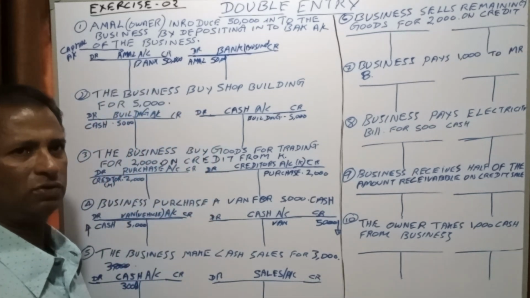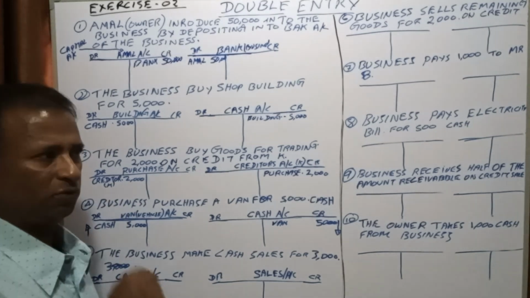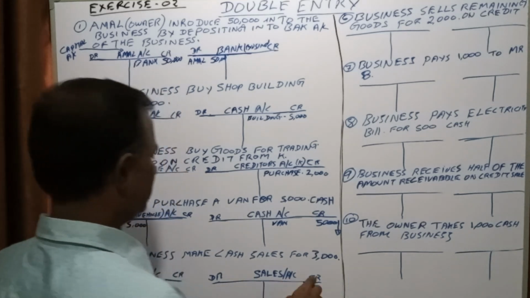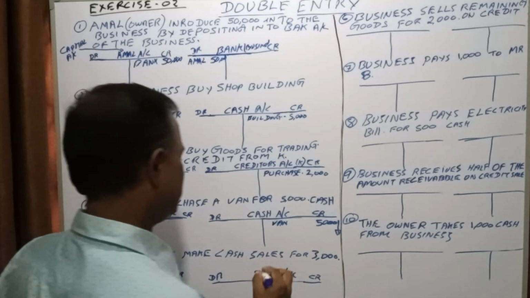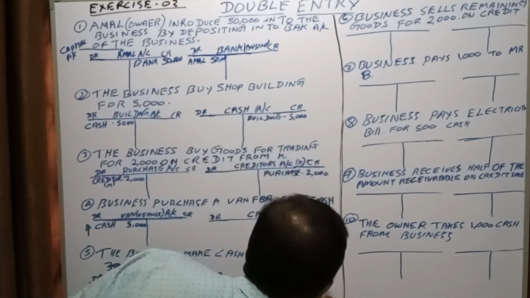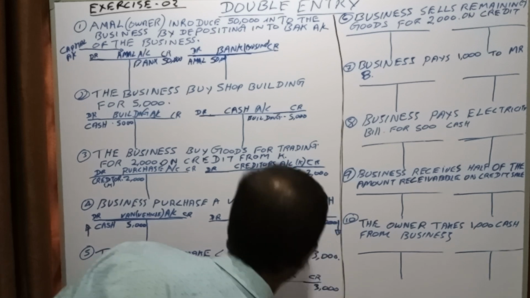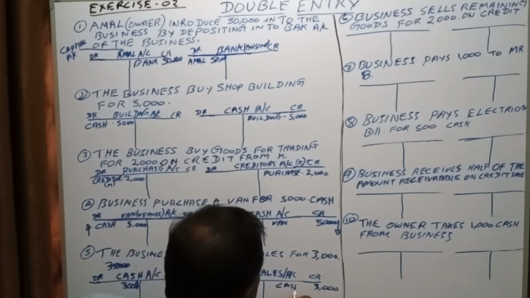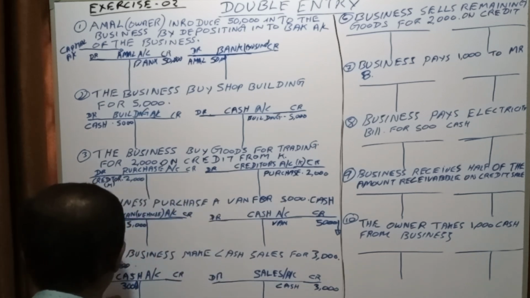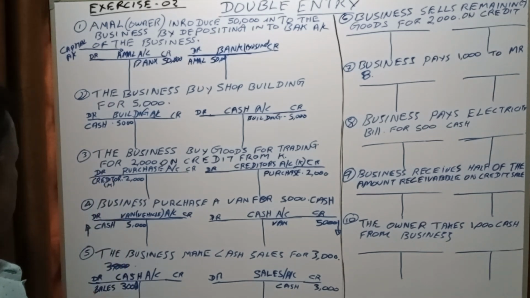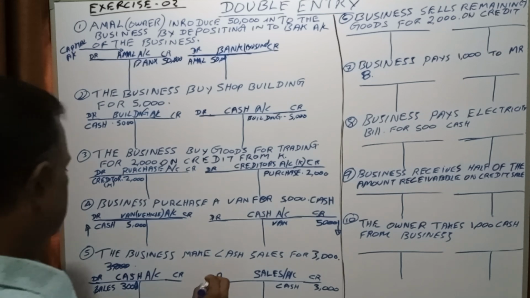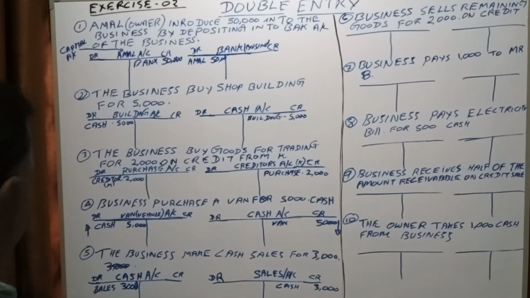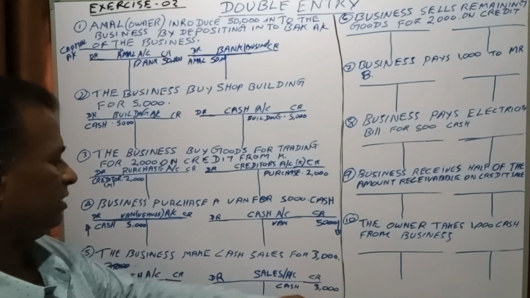All the revenues are credited, so automatically sales becomes a credit. You don't need to think otherwise. Here you will say the reference cash sales, here you will say sales. Cash account is debited with 3000, sales account credited with 3000.